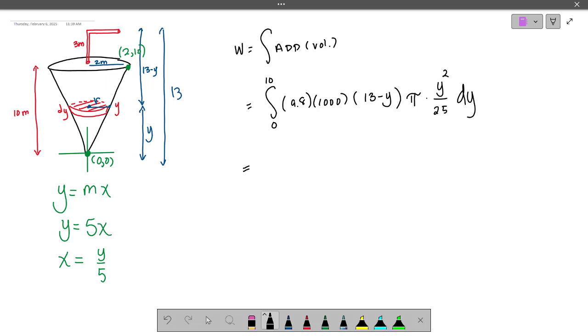So we should end up with 9,800 divided by 25. And there's a pi in the numerator. And this will all be 0 to 10. And the only thing that's left is going to be 13y squared minus y cubed. So any issue to that moment?